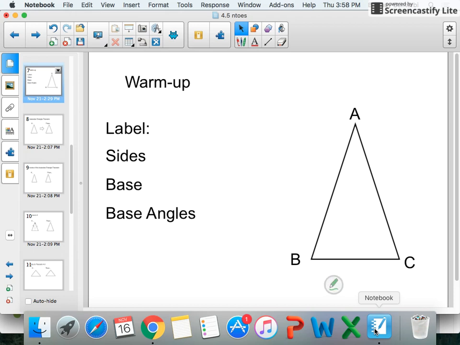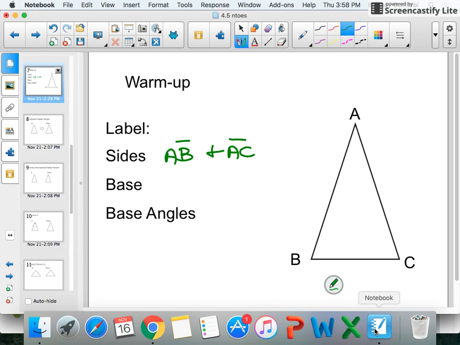So in this section, we're going to look at isosceles triangles. We're first going to look at just what the sides and the bases are and the base angles. The sides of the isosceles triangle, there's two sides. Those sides are AB and AC. The base is the very bottom, so that is side BC. And then the base angles are on the base. So we've got angle B and angle C are both base angles.